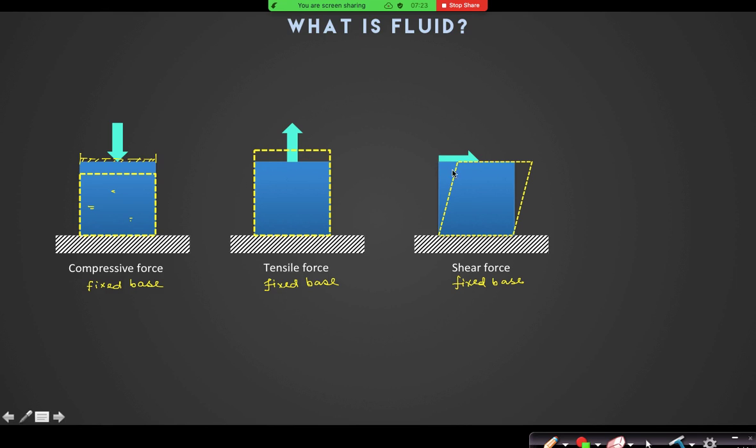What will happen to that shear force? If you apply a shear force to the fluid, what will happen? It will not exert any internal force. In that case, you will find an interesting phenomenon: you can consider this fluid to be made of different layers. What you will see if you apply a shear force is that the layers will slide one over another.